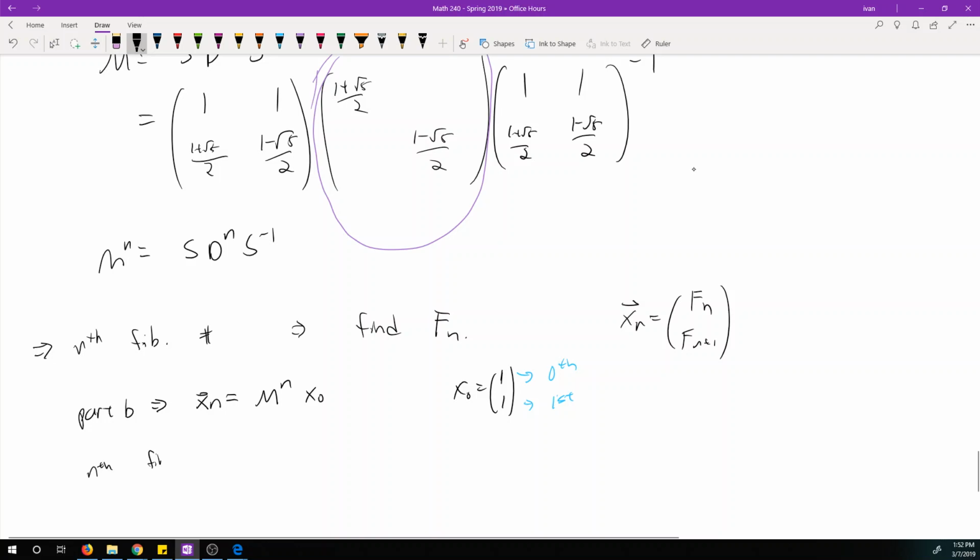row of xn, which is equal to M to the n times x naught. Okay, and then if you multiply this out, if you multiply M to the n with (1, 1), you'll get a vector, and then you'll take the equation in that first entry of that vector to find the nth Fibonacci number.